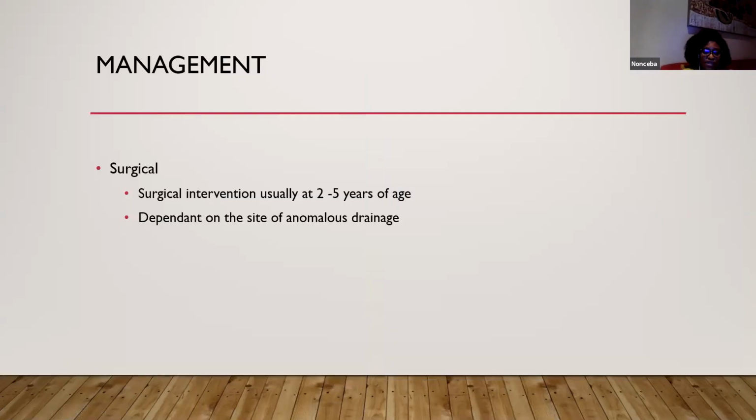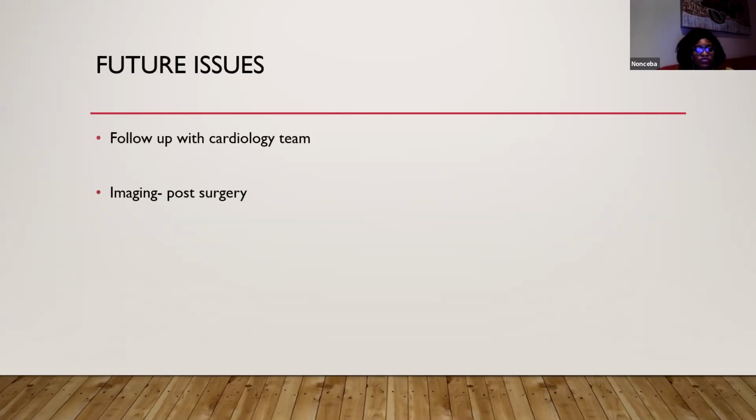So management of these patients, usually surgical intervention at 2 to 5 years of age. And then it also depended on the site of the anomalous drainage. And with regard to future issues, obviously they will need to follow up with the cardiology team depending on their status. So we usually follow them up post-op.